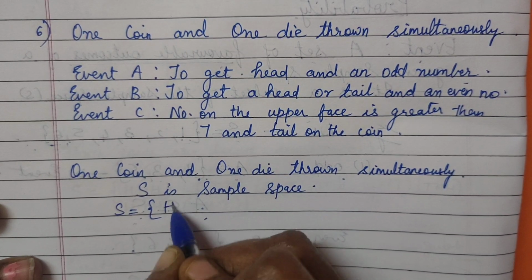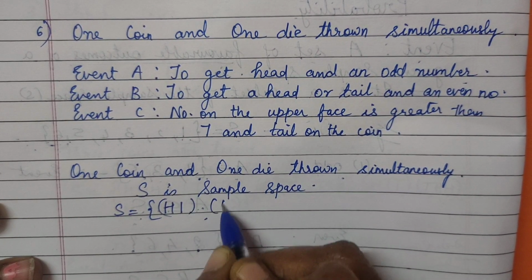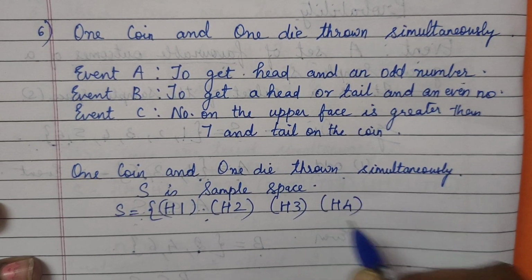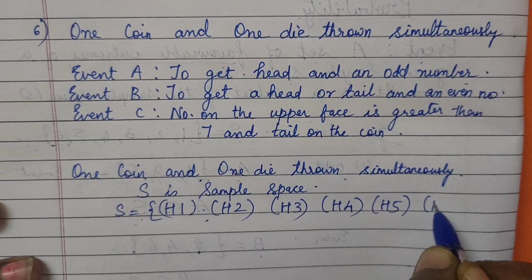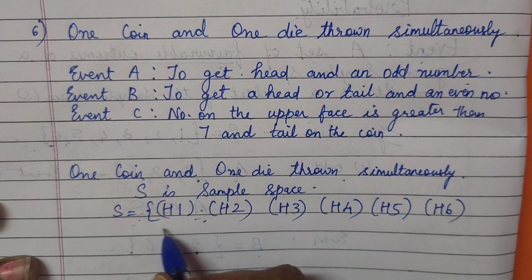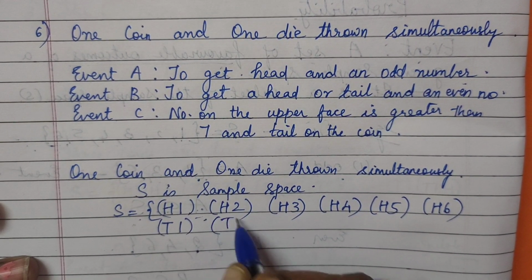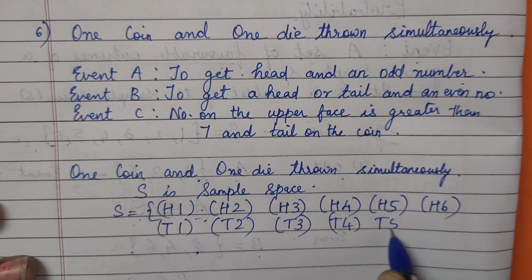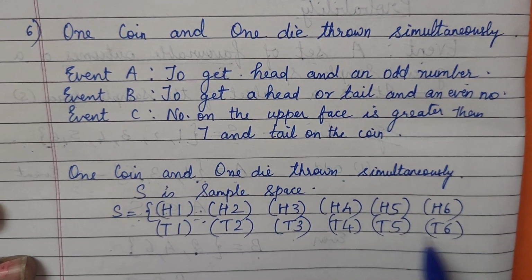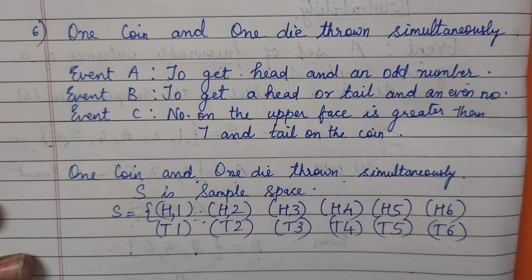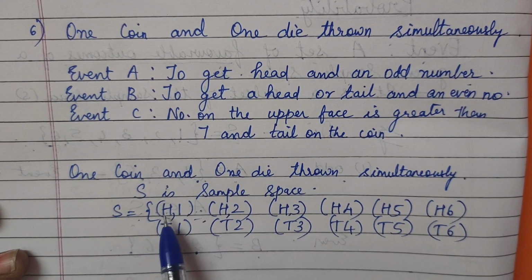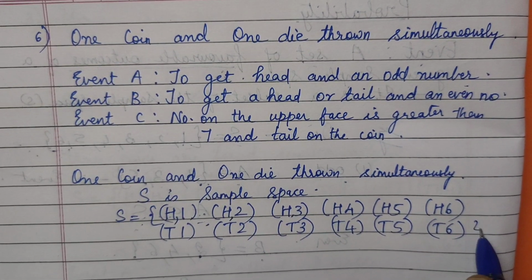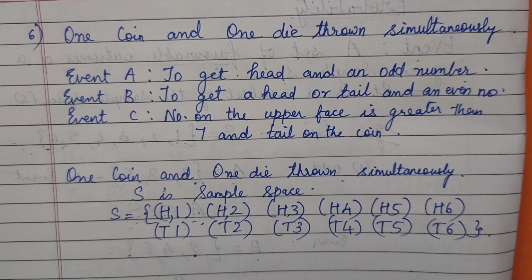So that means we can have H1, head 1, head 2, head 3. क्या क्या आ सकता है? Head 4, head 5 and head 6. ये आ सकता है. वैसे ही टेल के साथ भी, टेल 1, टेल 2, टेल 3, टेल 4 and tail 5 and tail 6. If you want to put commas and separate it, you can. If you don't want, doesn't matter because this is an alphabet and this is a numerical. So no problem. It won't interfere. And then close the curly brackets. So we have prepared the sample space here.